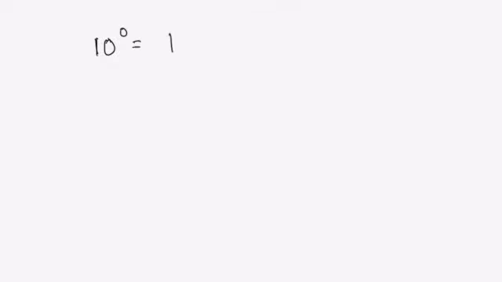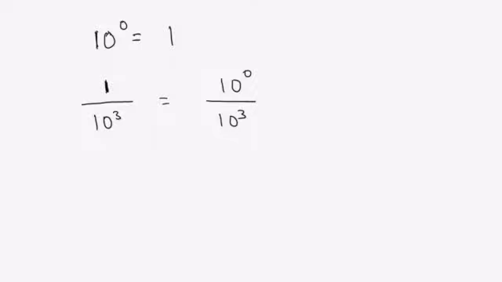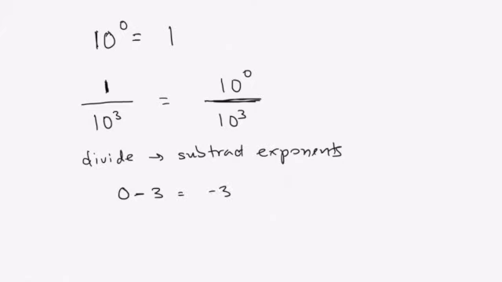And so this becomes important when you have something like 1 over 10 to the third. Okay, so 1 over 10 to the third, you can replace this 1 with 10 to the 0, and then the 10 to the third stays the same. And this is dividing, so when you divide, that means you subtract those exponents. And so this would be 0 minus 3, or negative 3. So this would be 10 to the negative 3.